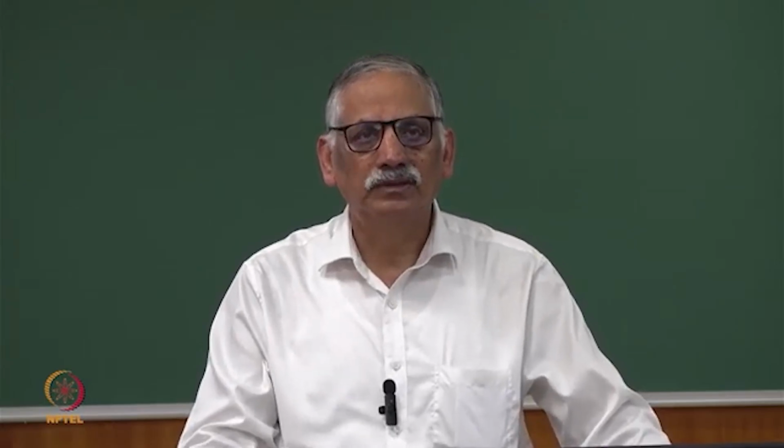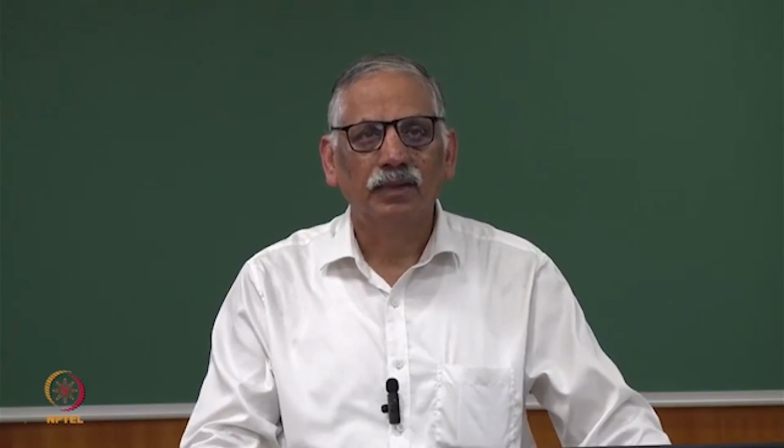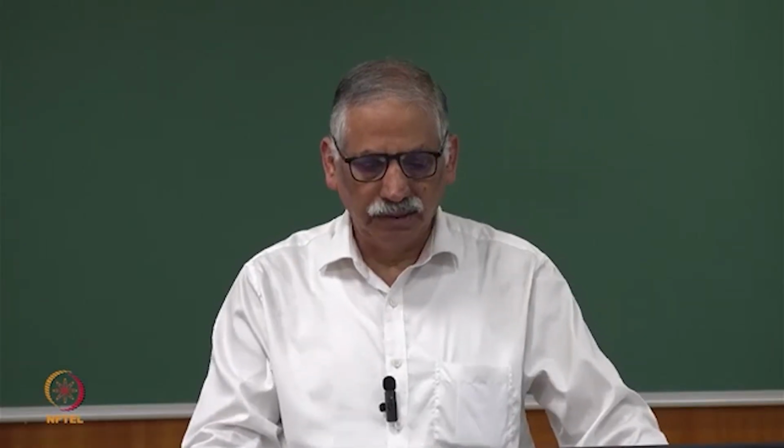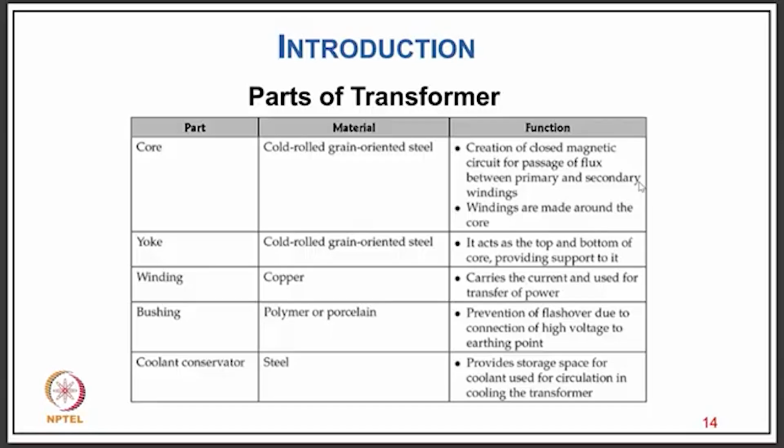And then of course you have a protection system, as you have seen here, like the conservator. So these are typically the parts I mentioned: the core, which is normally cold rolled grain oriented steel. Earlier we were using hot rolled grain oriented steel. There, of course, the losses were more, and the cost and size were more. Now we use cold rolled grain oriented steel, where we can give higher flux density in the core and yoke, and we are able to reduce the size of the core and yoke.